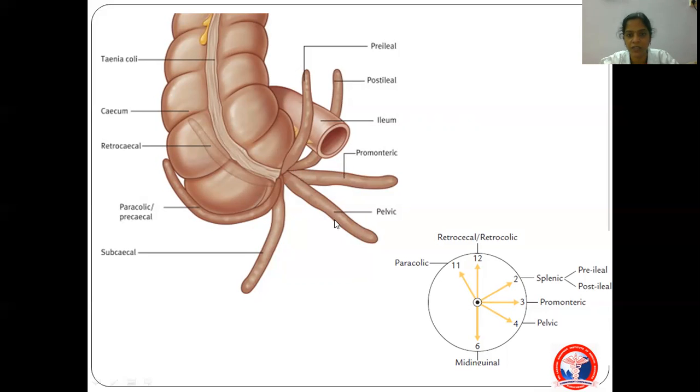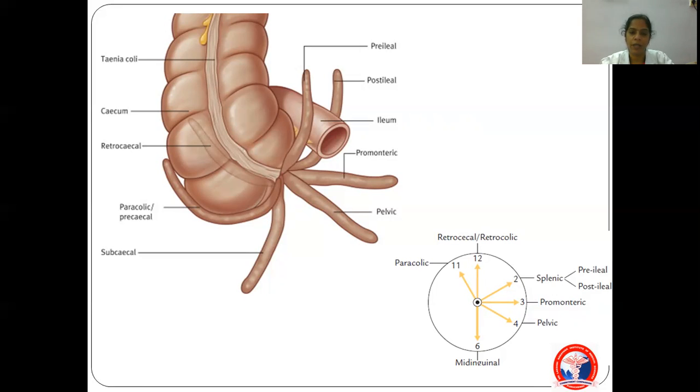So this is named as pelvic type. The next one is subcaecal or midinguinal type, 6 o'clock position, midinguinal type. So these are the types of the appendix. The base is constant, only the position of the tip will vary. So depending upon that, we have various types.